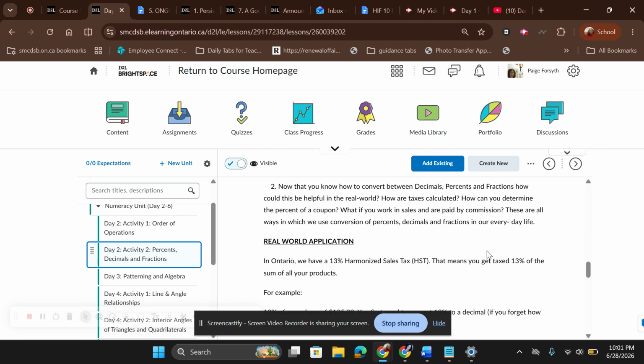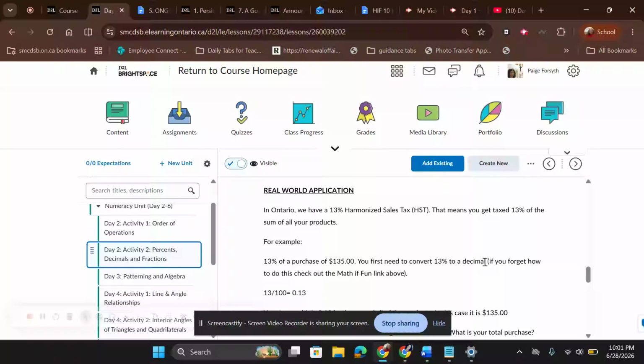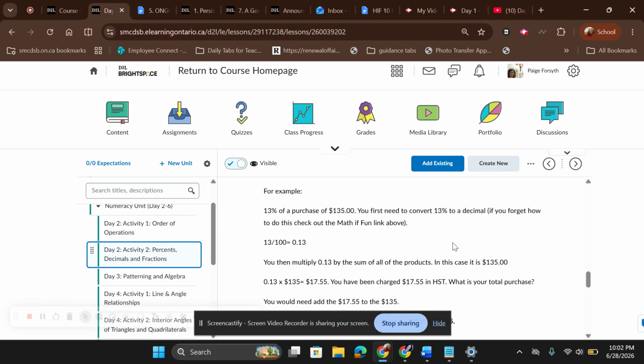everyday life. Okay, we've got some real world examples here of Ontario, because in Ontario we have a 13% harmonized sales tax. So we get taxed 13% on all of our goods. So if we were making a purchase of $135, we would need to convert the 13% to a decimal. So 13 out of 100 is equal to 0.13.